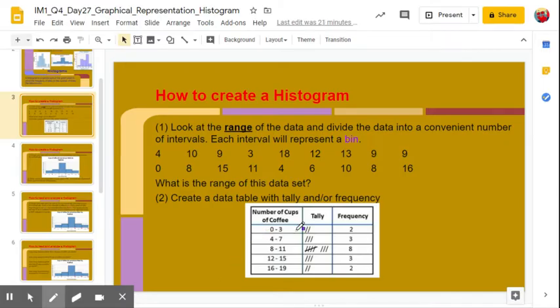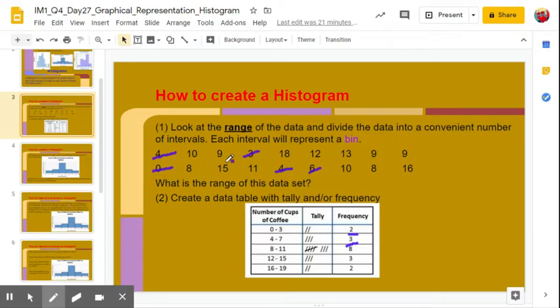So 0 to 3 cups of coffee, you got to look through your data and go, okay, how many times do I have 0 to 3? Well, I have 3, there's 1, and then I have the 0, that's 2. So that's how we got this frequency of 2. How about 4 to 7? 1, 4 to 7, 2, 3. That's how we got the 3.